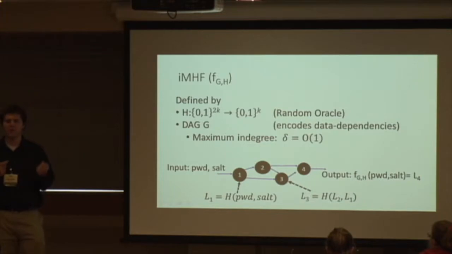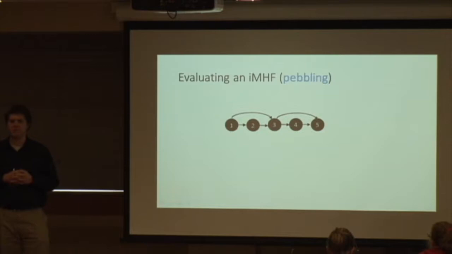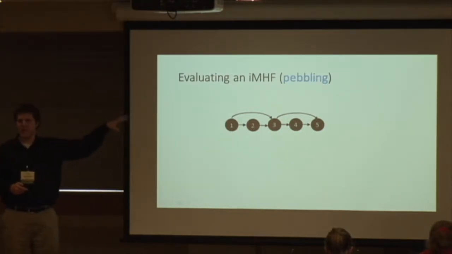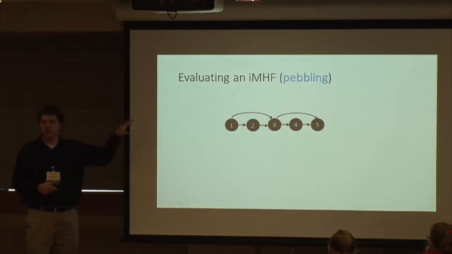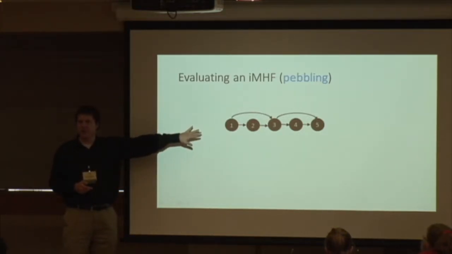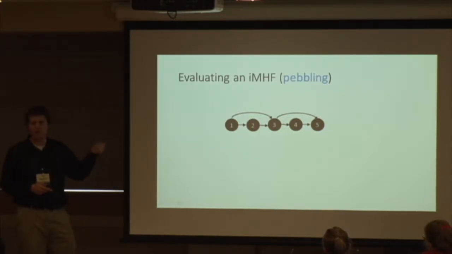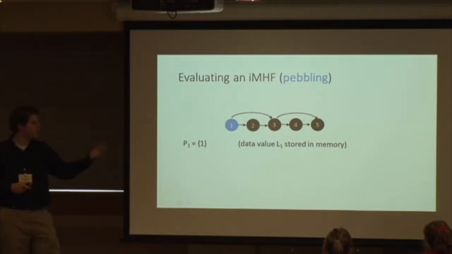All right, so to think about computing these functions, we can actually introduce a simplifying abstraction called graph pebbling. Graph pebbling is just a game played on a graph. In this game, you're allowed to place a pebble on the graph at time i if during the previous round you had pebbles on all of that node's parents. Initially, we have no pebbles on the graph, so that means that we can place a pebble on node 1. In the real world, this means that we're computing label 1 and storing this data value in memory.